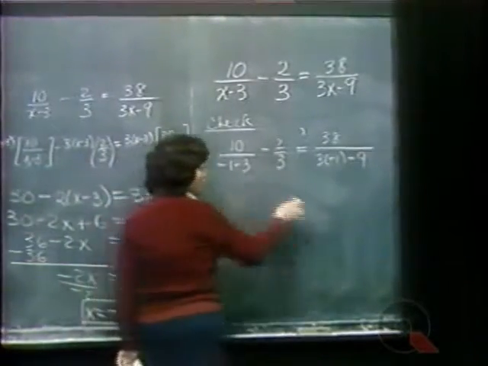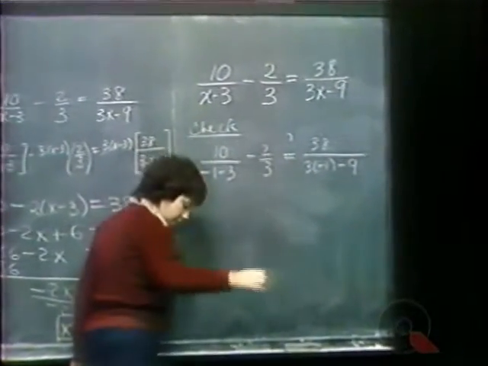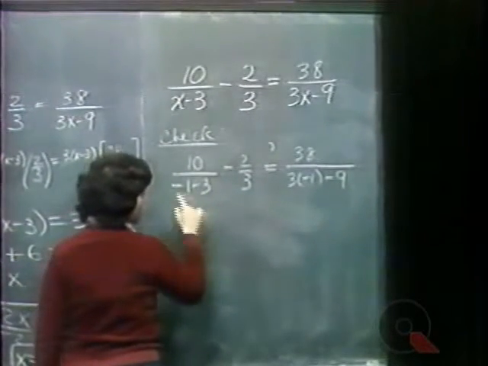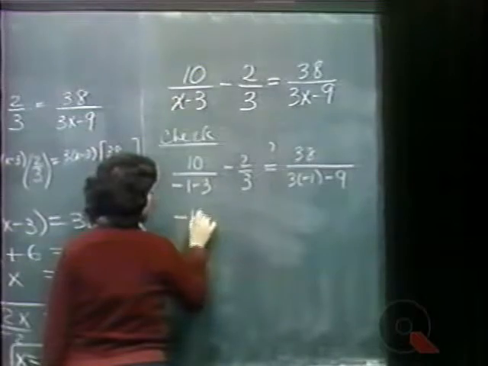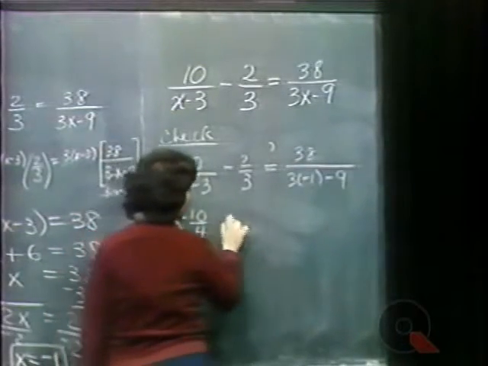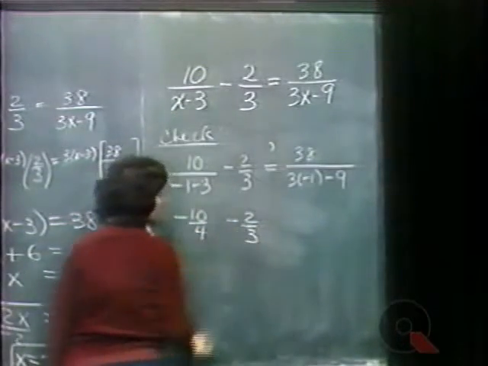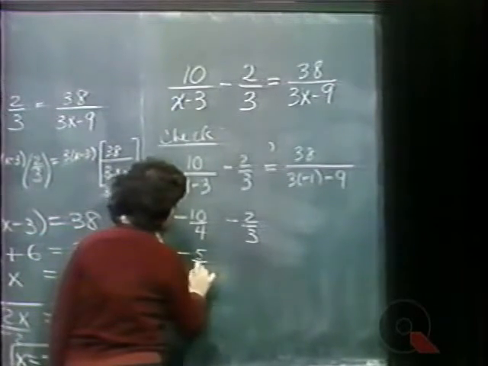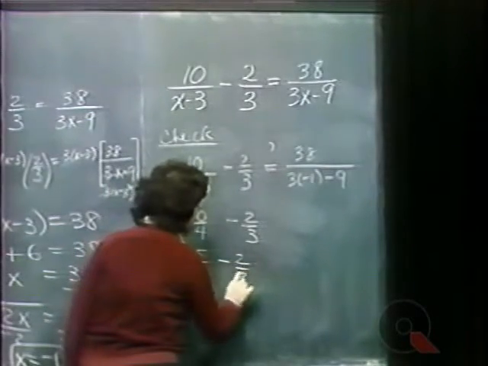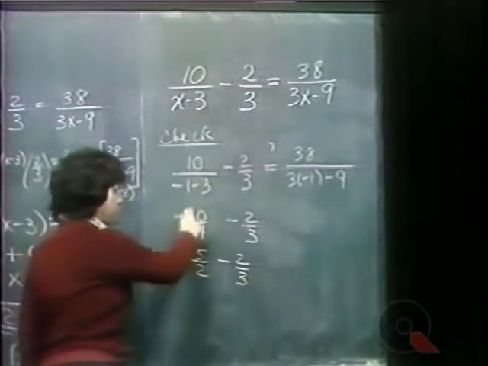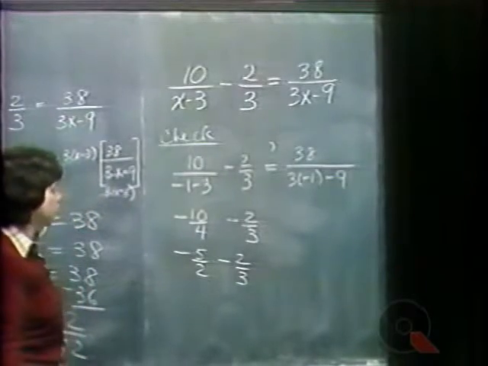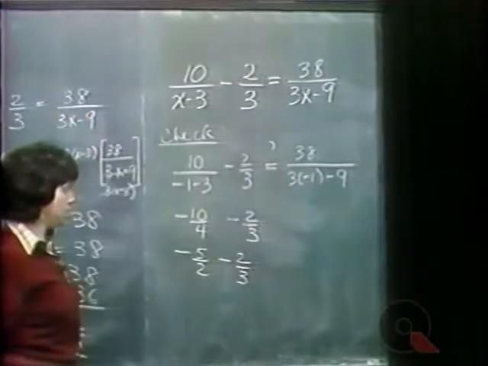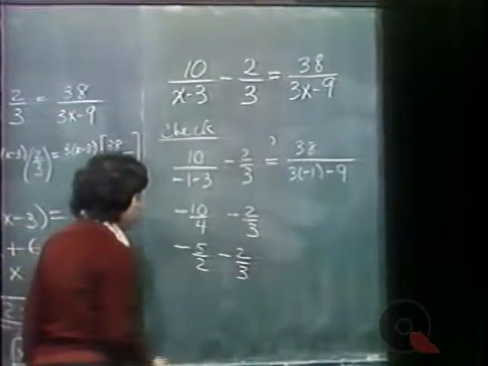Now, what you do is you work with the left side separately, the right side separately, and hope that they come out to be equal to each other. Okay, 10 over minus 4, or minus 10/4, minus 2/3. This is minus 5/2 minus 2/3. Here I divided numerator and denominator by 2 to reduce. And now to combine these fractions, I have to get them over the same denominator. The lowest common denominator here is 6.